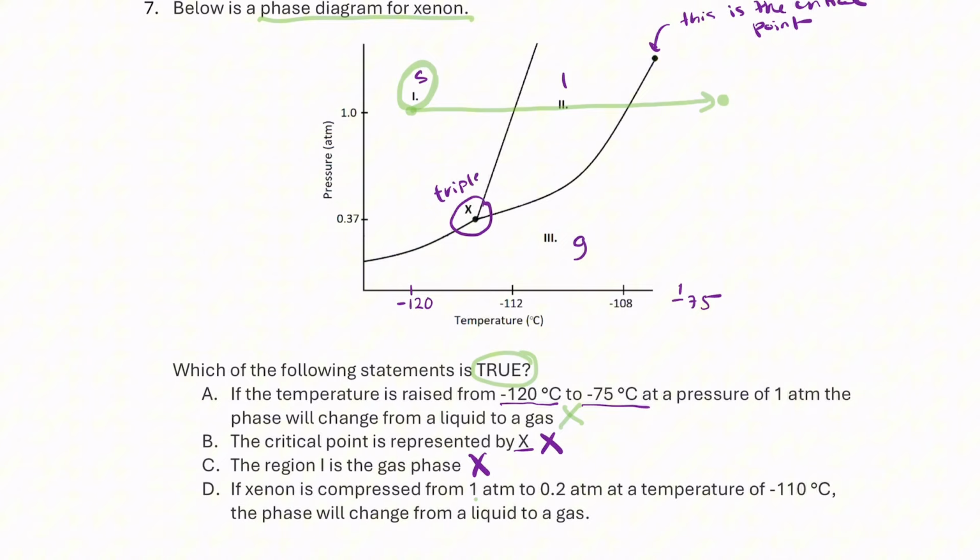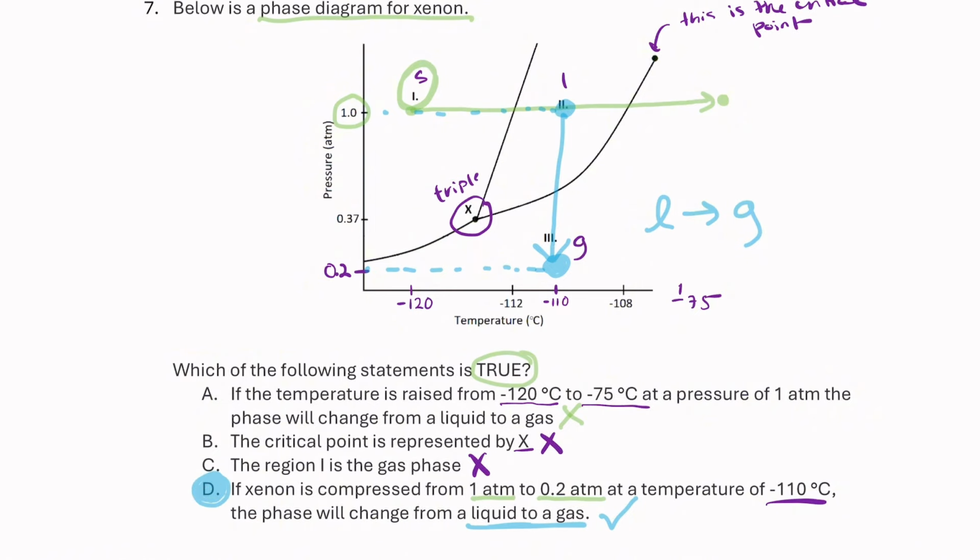Finally, we're left with answer choice D. It says if xenon is compressed from 1 atmosphere to 0.2 atmosphere at a temperature of negative 110 degrees Celsius, the phase will change from a liquid to a gas. At negative 110 degrees Celsius, xenon lies in the liquid region at 1 atmosphere. If you reduce the pressure to below the vapor pressure line, xenon crosses into the gas region. So that means the liquid would vaporize into a gas, and this statement is correct. So the only option that is a true statement is D.